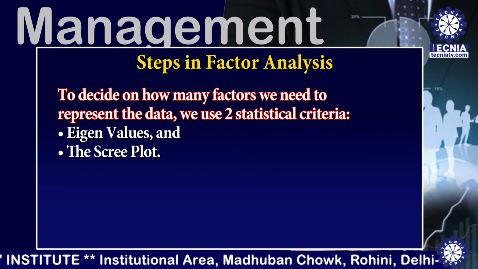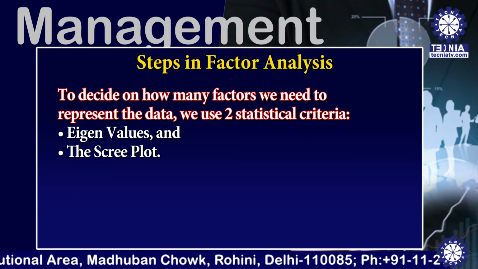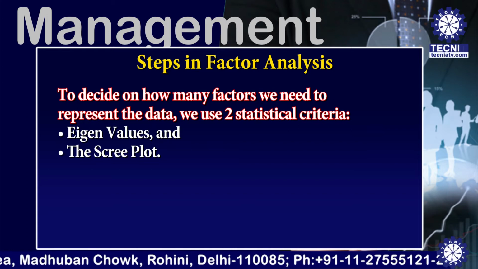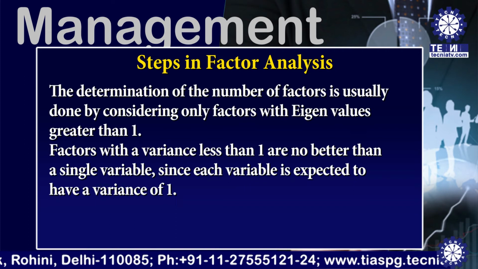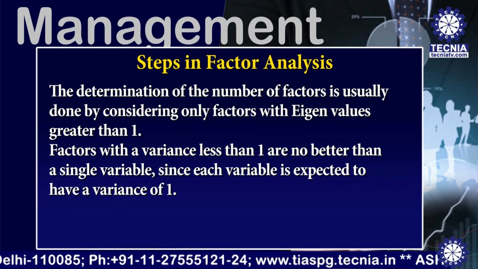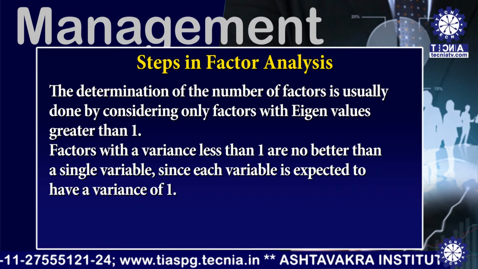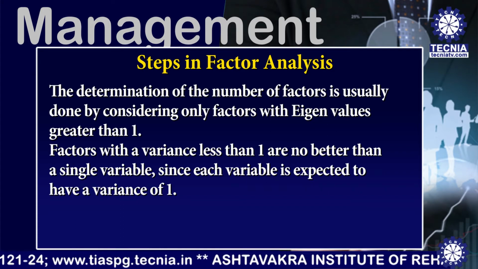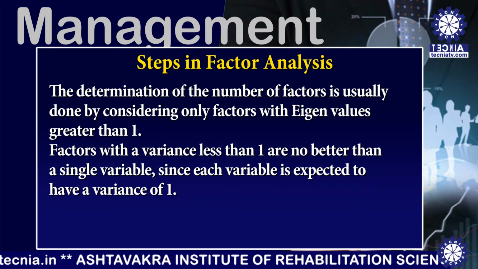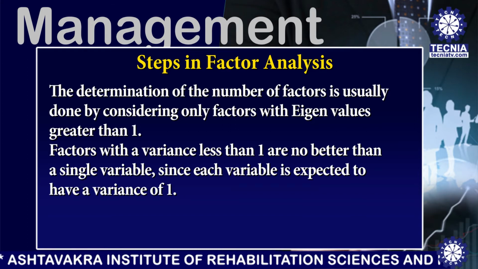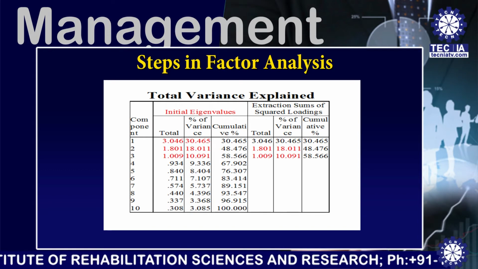To decide on how many factors we need to represent the data, we use two statistical criteria. First one eigenvalue and the second one scree plot. The determination of the number of factors is usually done by considering only factors with eigenvalues greater than 1. Factors with a variance less than 1 are no better than a single variable, since each variable is expected to have a variance of 1. In this table, you will find the total variance explained.